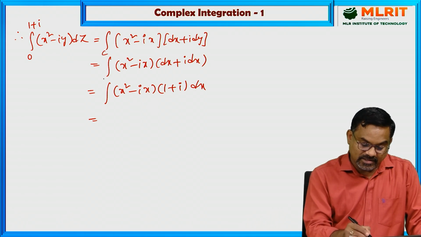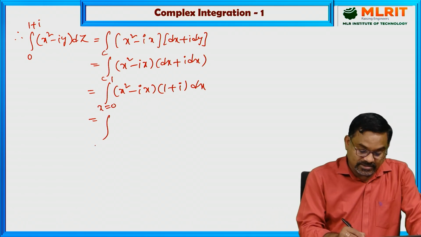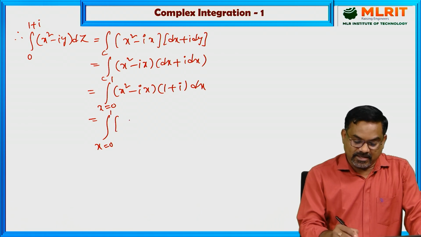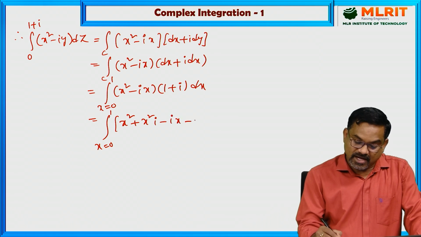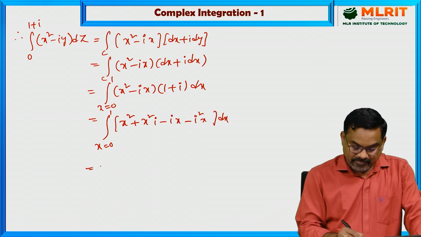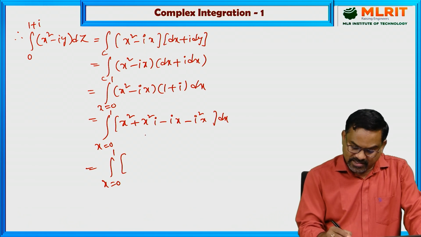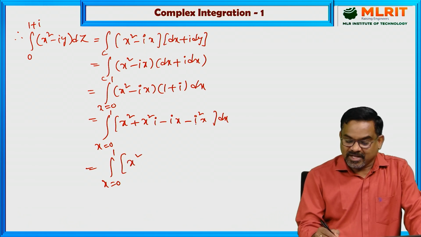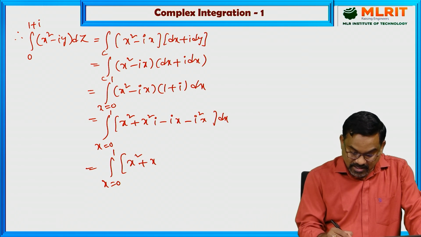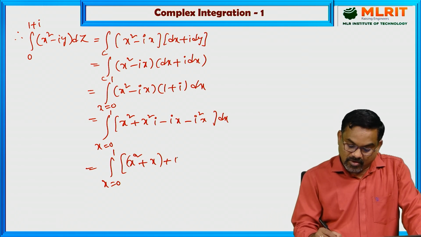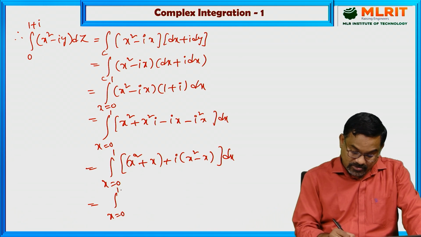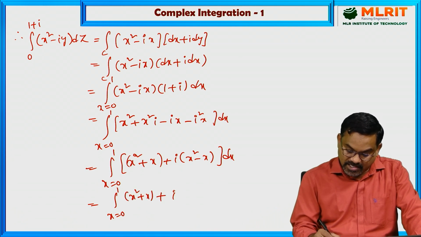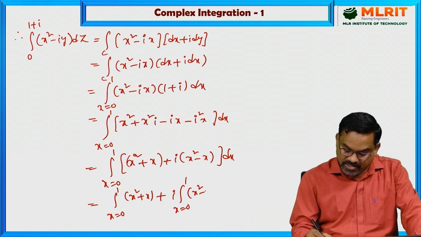So along the given curve, x goes from 0 to 1. Now multiply: x square plus x square i minus ix minus i square x dx. On simplifying this, we get x square, the real part; i square is minus 1, so plus x, again the real part; plus, now i common, x square minus x dx. Now split this integral into two parts: integral from 0 to 1 of x square plus x, plus i into integral from 0 to 1 of x square minus x dx.